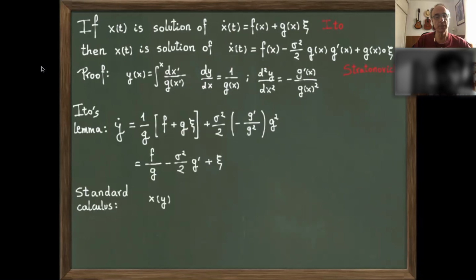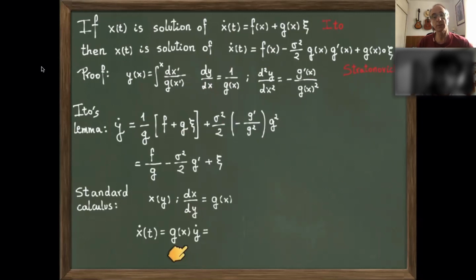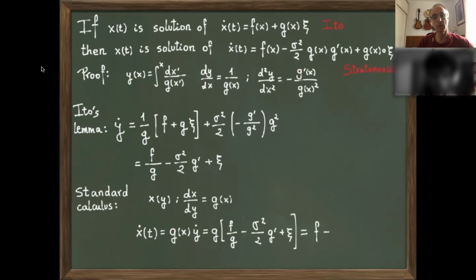So now we get x as a function of y. We need the derivatives. For standard calculus, we only need the first derivative, and the first derivative, using the implicit function derivative theorem, is g. So now we can say x dot is dx over dy times y dot, so it's g times y dot. This is a standard chain rule. And now we put in the value of y, and then we get g times f over g minus sigma squared g prime over 2, plus noise. Then this g cancels with this one, and we have this. And now this equation is interpreted as Stratonovich.